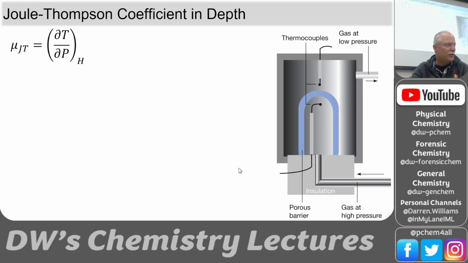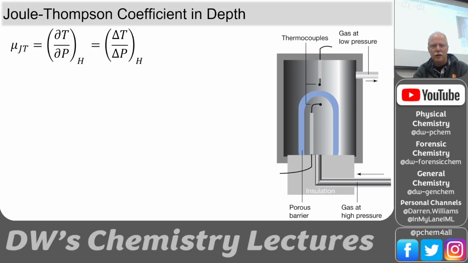Now let's talk about refrigeration, the Joule-Thompson coefficient in depth. So this is the differentiation of temperature, the state function of temperature, with respect to pressure at constant enthalpy. Now that's a little weird. Our little "at constant" have been temperature or volume or pressure up to this point. Now we have at constant enthalpy. It's a little strange, but I've got a plot of it in the notes.